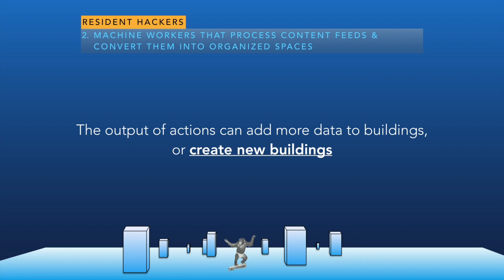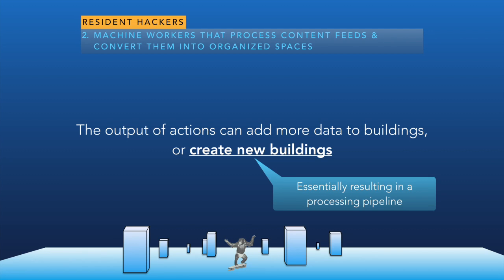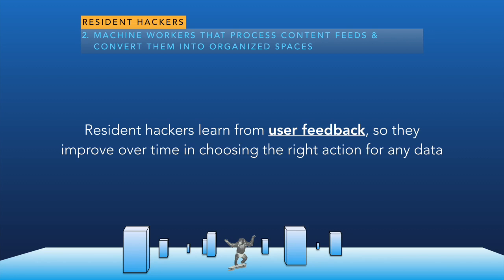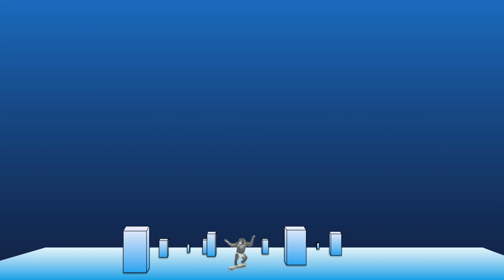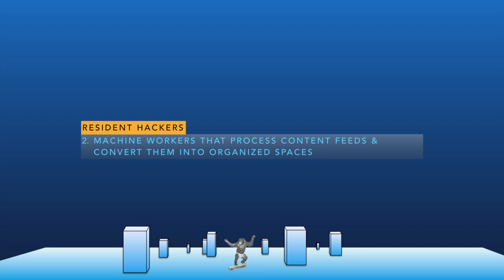So when applying actions, the actions have some output which is used either to add data to buildings or create new buildings. This results in a processing pipeline. The resident hackers start with basic knowledge of how to do things, but using user feedback, they improve over time and learn how to apply the right actions to any data. So these are the resident hackers, machine workers that process content feeds and convert them into organized spaces.